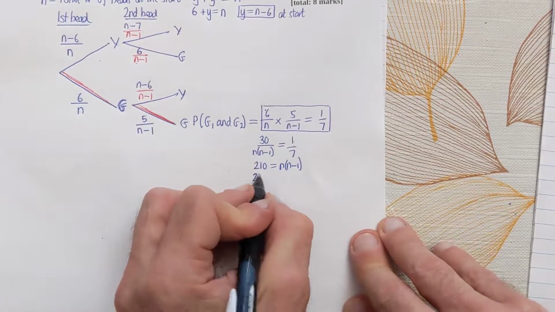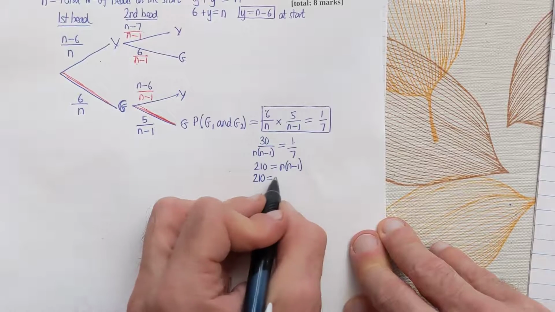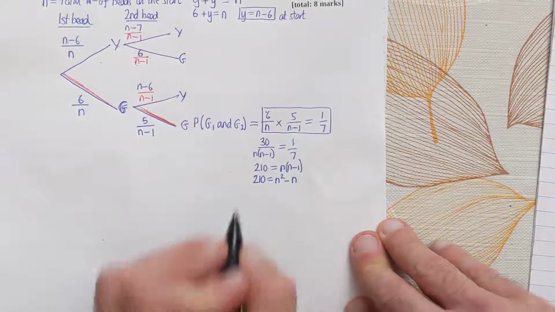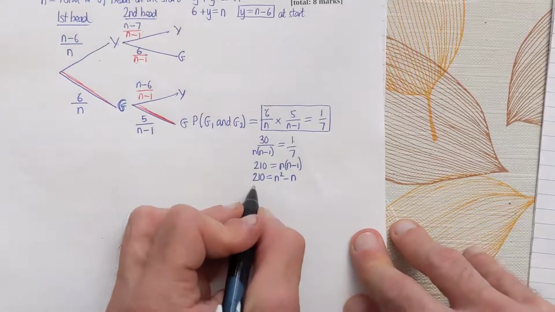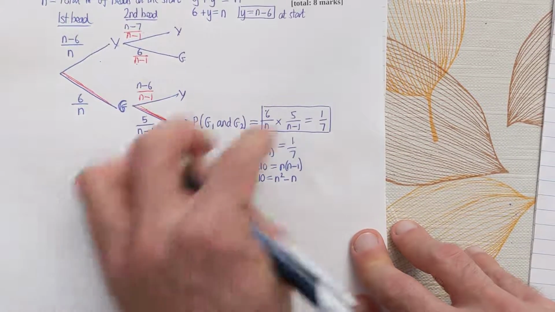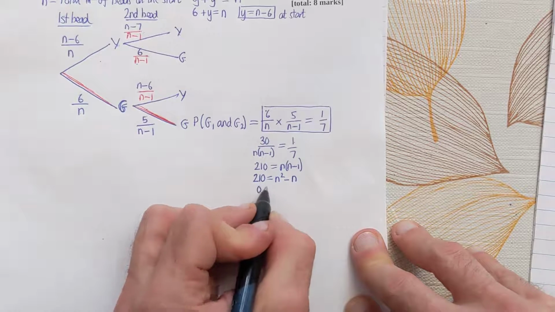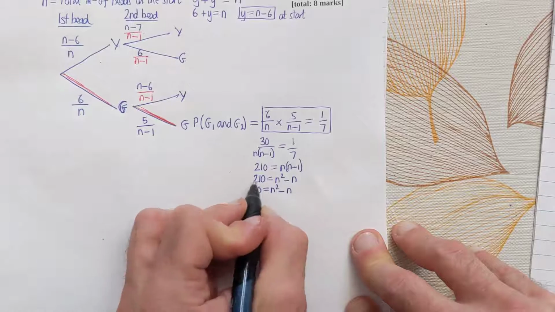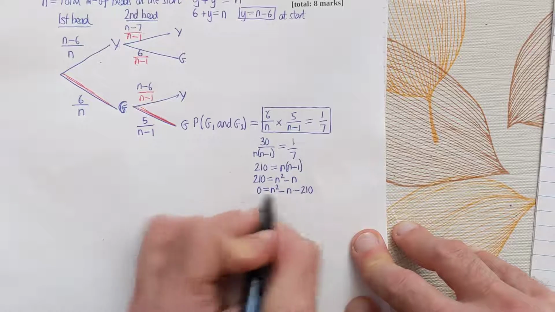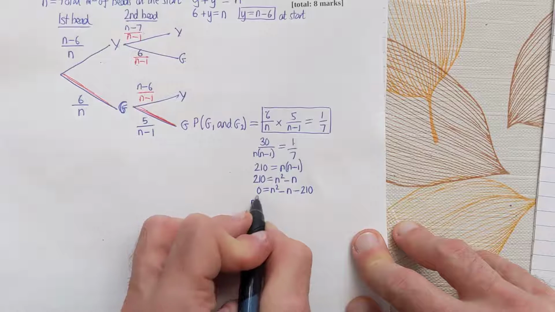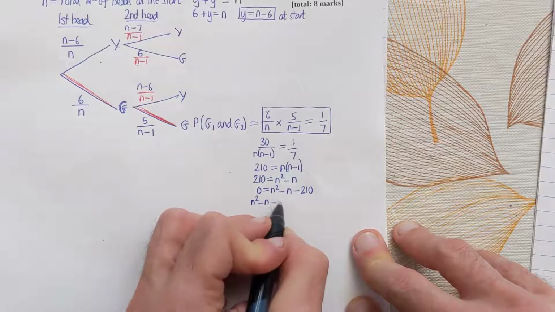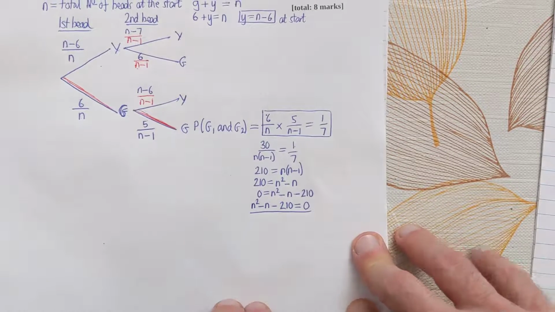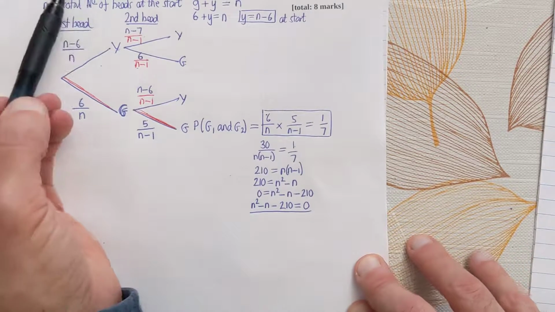Multiplying out the right-hand side, we get n times n is n squared, minus n times 1, which is n. And bringing the 210 over to the right-hand side, we get 0 equals n squared minus n minus 210. And flipping this over, we get n squared minus n minus 210 is 0, as required by the question. So we've answered part B.